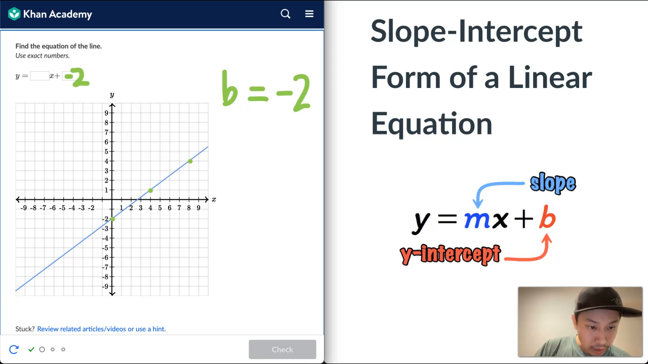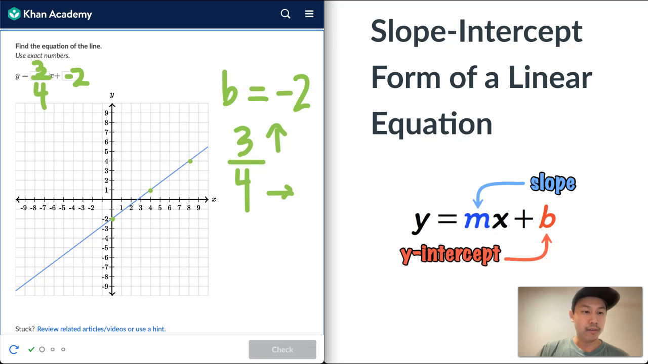It looks like we're going up 3, right 4, up 3, right 4. We definitely have a positive slope, so it's going to be up 3 over 4. They're all positive, but I'll show you: up is positive, right is also positive. So your slope is 3 over 4. So over here, 3 over 4. So 3/4 x plus a negative 2.